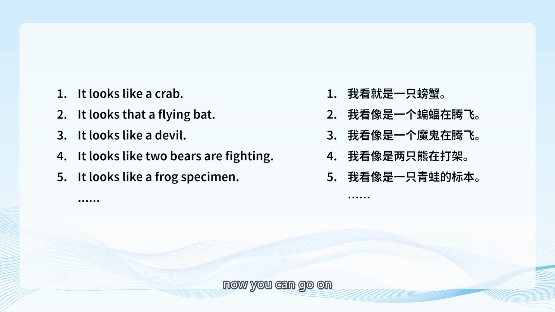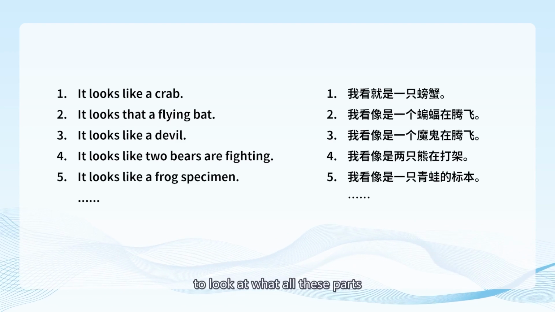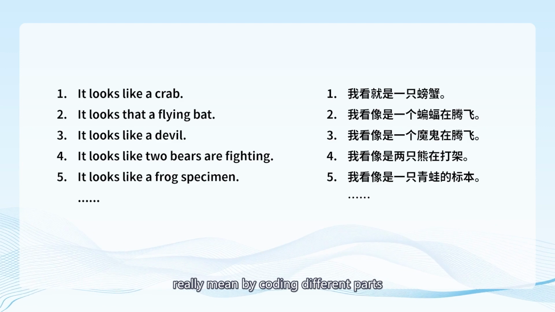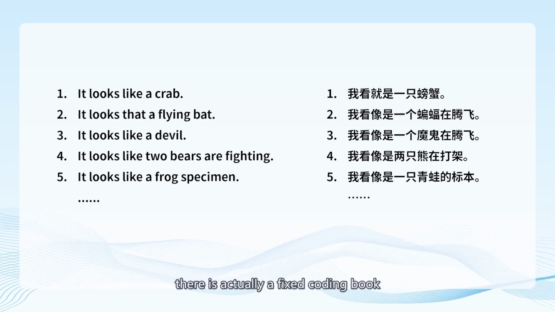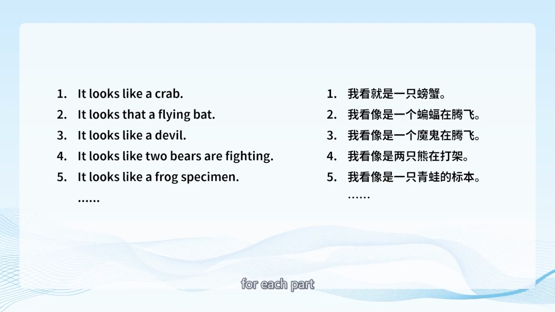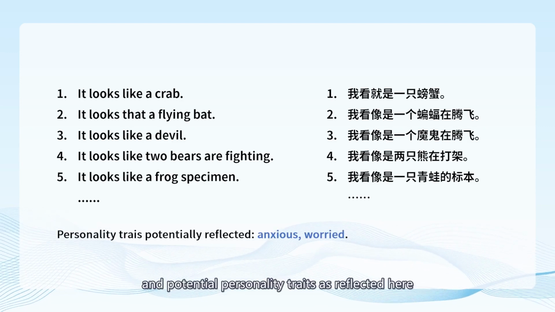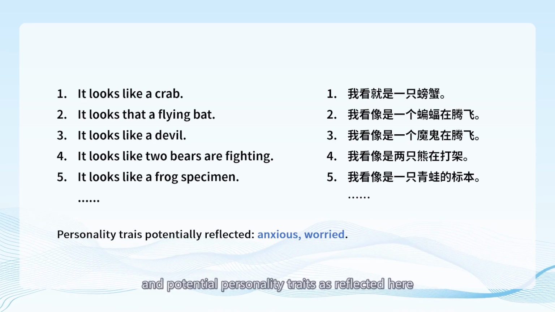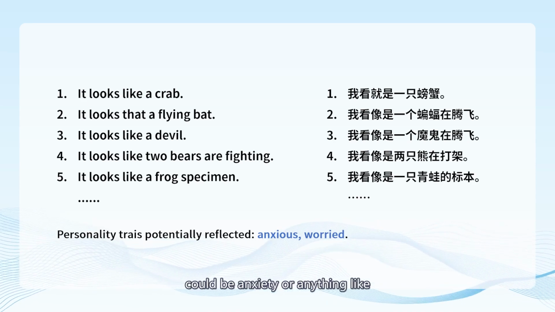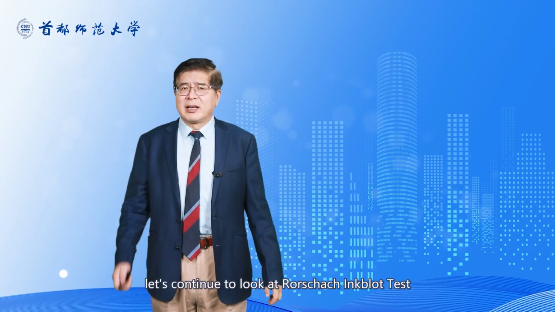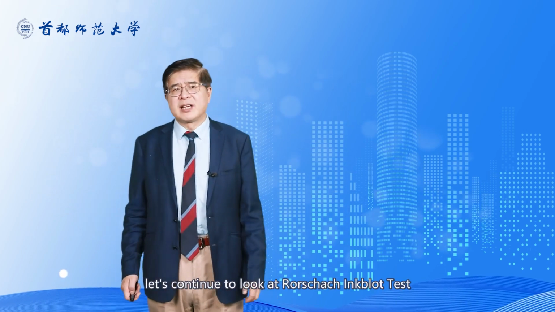Now, you can go on to look at what all these parts really mean by coding different parts. There is actually a coding book, and each part could be symbolic of anything. Potential personality traits reflected here could be anxiety, worry, or anything like that. Okay, now you know what an ink blot is. Let's continue to look at the Rorschach ink blot test.